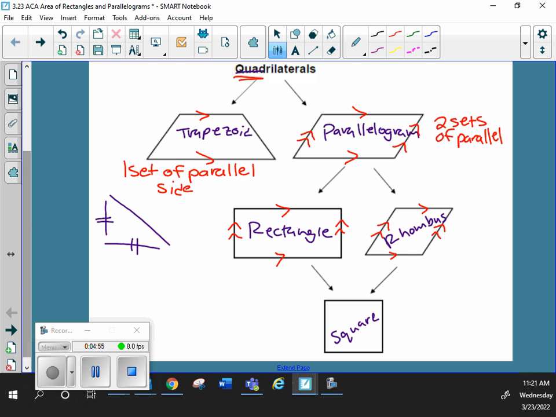Okay, but then rectangles and rhombuses have their own unique things. Does anyone know what's unique about either one of them that isn't necessarily true about parallelograms? Very good. In a rectangle, they have 4 right angles. And that means that their angles are all 90 degrees. They are all equal, but they all are 90 degrees. So it's got 2 sets of parallel lines, but then all angles are 90 degrees. That's the unique fact that they add on to a rectangle.